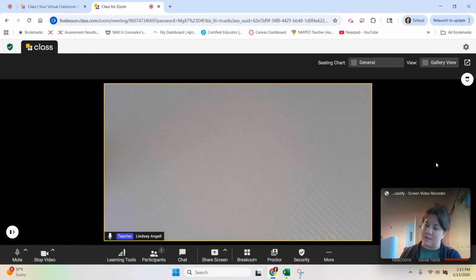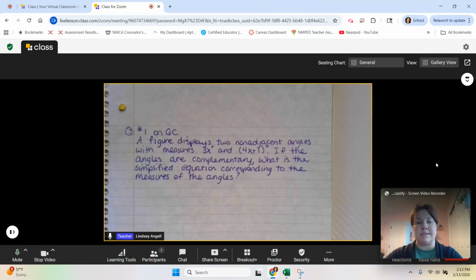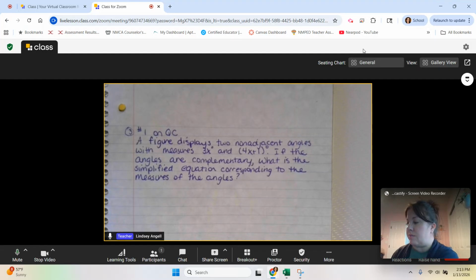All right, number 3. This is number 1 from your quick check. It says, a figure displays two non-adjacent angles with measures 3x and 4x plus 1 degrees. If the angles are complementary, what is the simplified equation corresponding to the measure of the angles? So it doesn't really matter whether they're adjacent or not, but it is good to get used to those words.